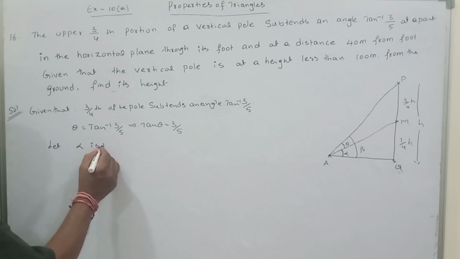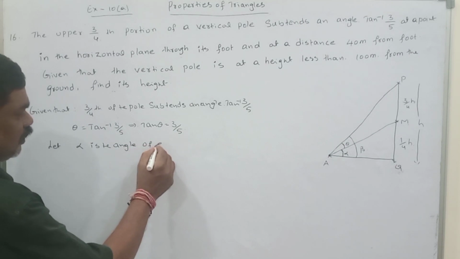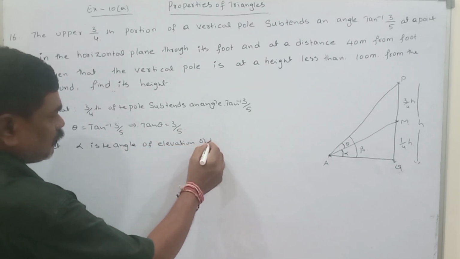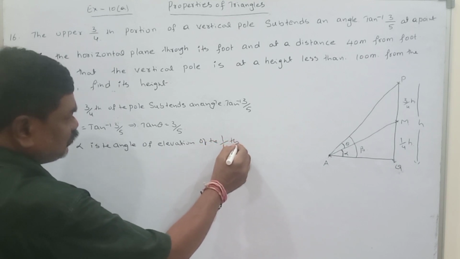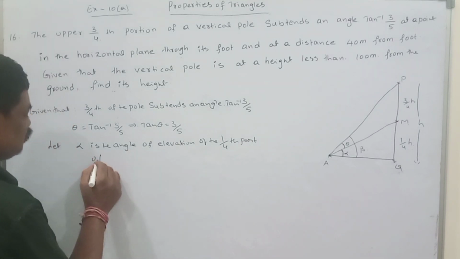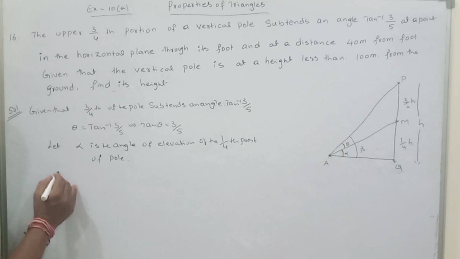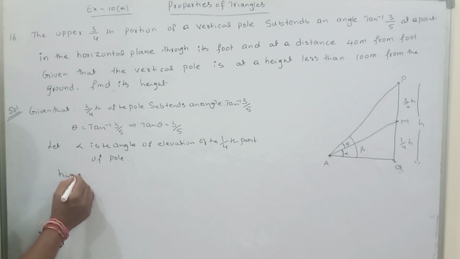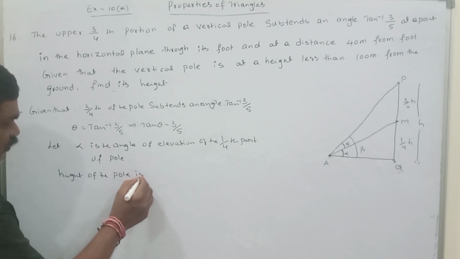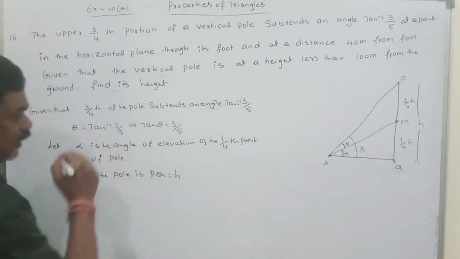And let alpha be the angle of elevation of the 1 by 4th part of the pole, and the height of the pole is PQ is equal to H.